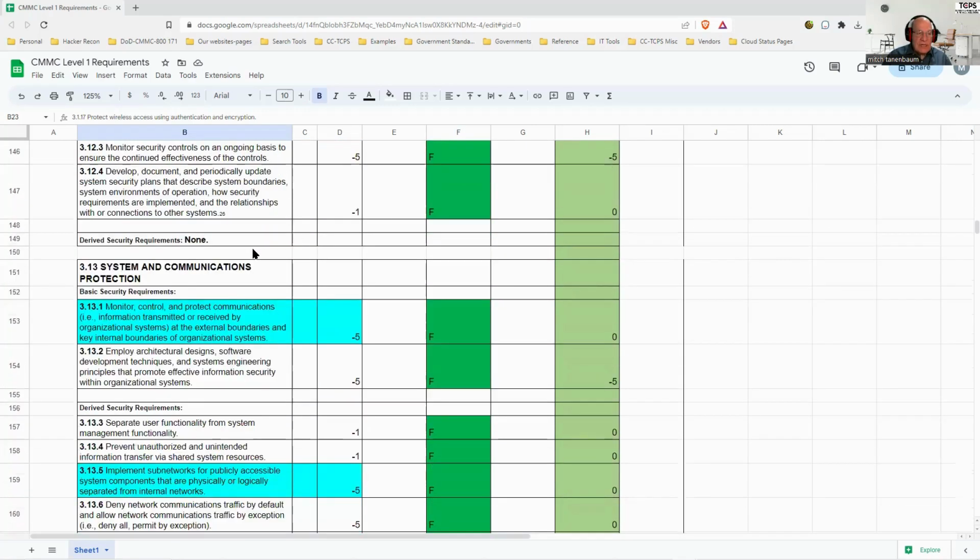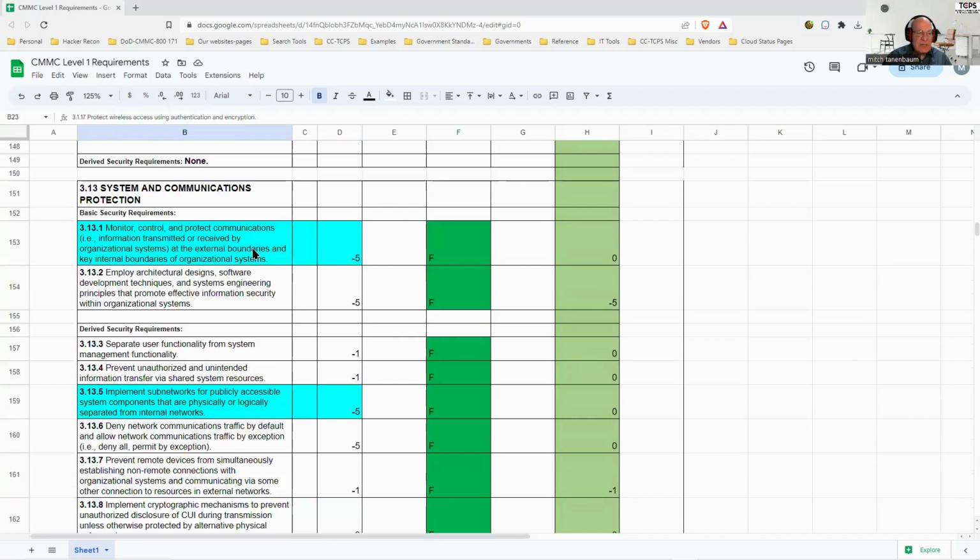Moving on to section 13, which is system and communications protection. It says that you've got to monitor and protect communications, i.e. information that's transmitted or received by the system at the external boundaries and key internal boundaries of the organization. So external boundaries means you have some kind of firewall that stops the digital riffraff from coming in and controls what's going out. Many people do not have a firewall at home, so that becomes a challenge.